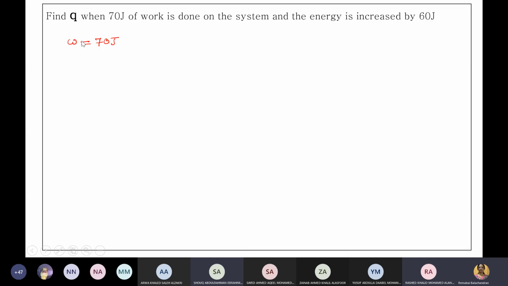Okay, so now what is delta U? Delta U is 60, the change in internal energy is 60. Now tell me the formula. Delta U is equal to Q plus W, so Q is equal to delta U minus W. 60 minus 70 is equal to minus 10 joule. Correct?